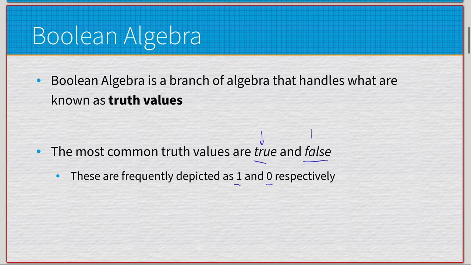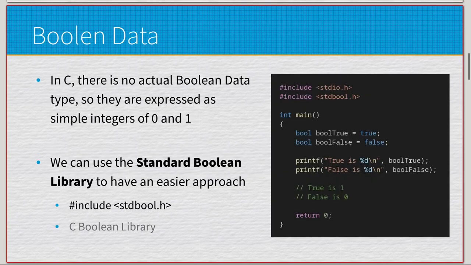Now, true and false are going to be important later on in a few slides, but essentially, everything we're going to be dealing with is in forms of ones and zeros. So, in C, there is no actual Boolean data type. It doesn't exist in the language itself, but we do have access to bools through the use of a library. That library is stdbool.h. And you can see we're using it here, so we include it here. And you can see we have bool true equals true. This would be the same thing as, again, they are just expressed as simple integers of 0 and 1.